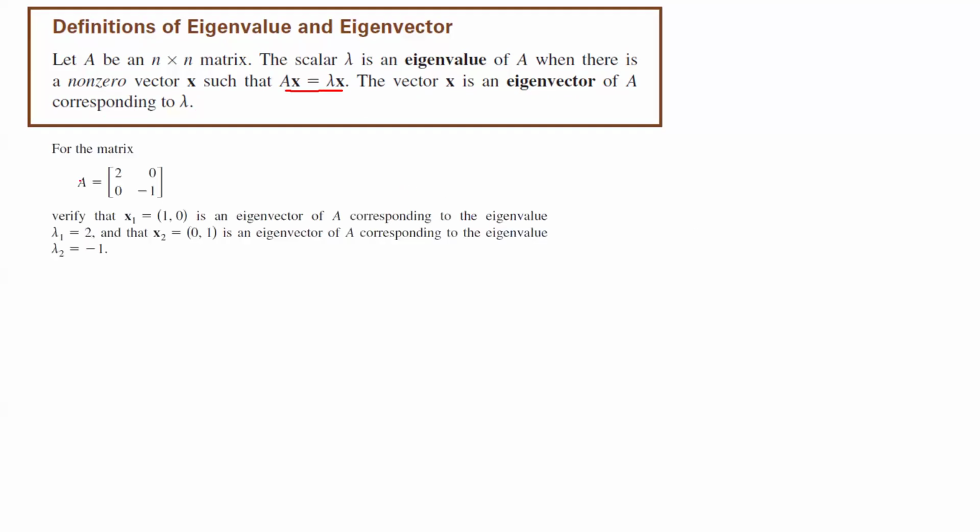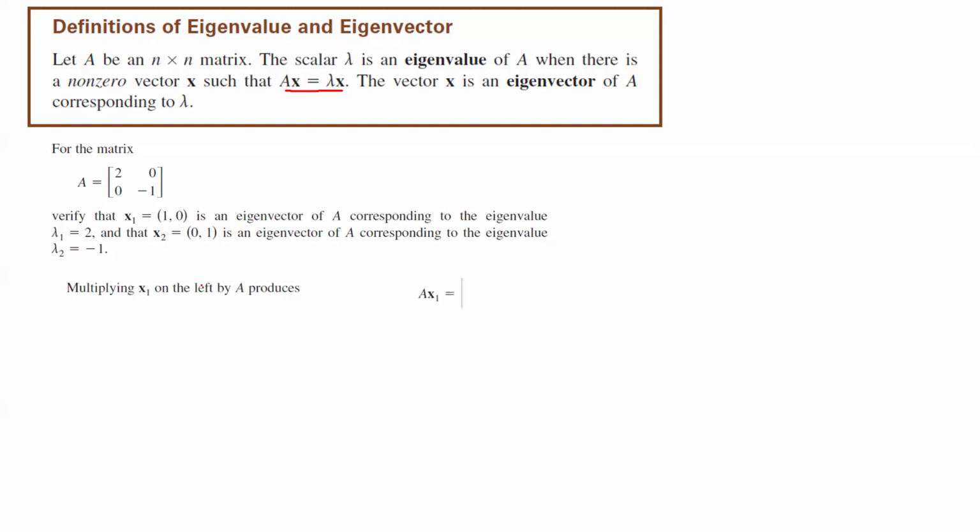Well, suppose you have the following matrix. You have a 2 by 2 matrix: 2, 0, 0, and negative 1. Verify that the vector 1 and 0 is an eigenvector of A corresponding to eigenvalue 2, and the second vector 0 and 1 is an eigenvector of A corresponding to eigenvalue negative 1. It should be very easy.